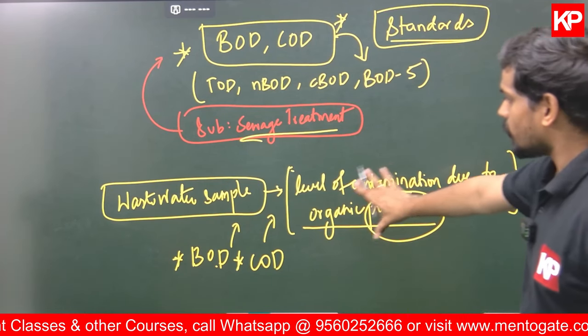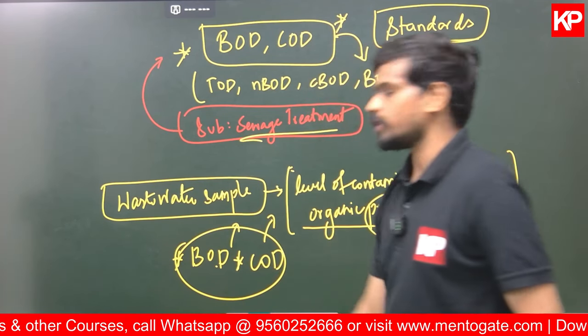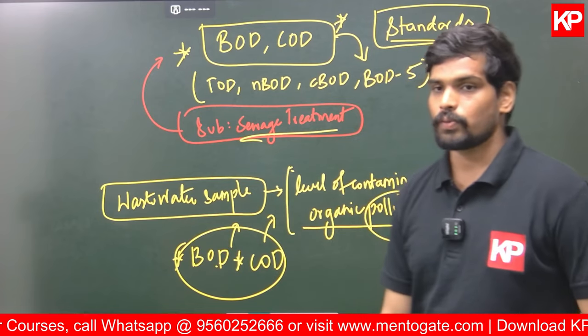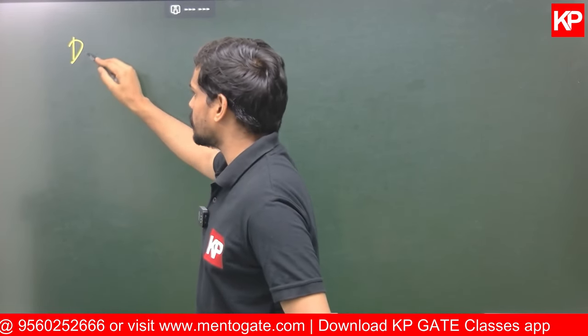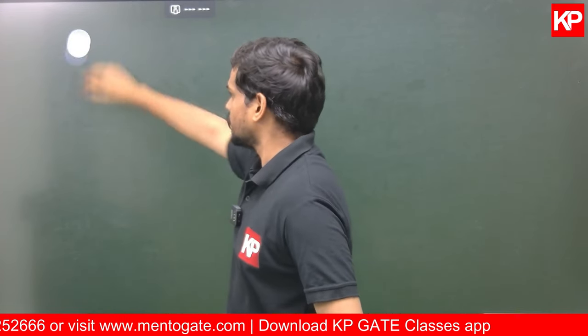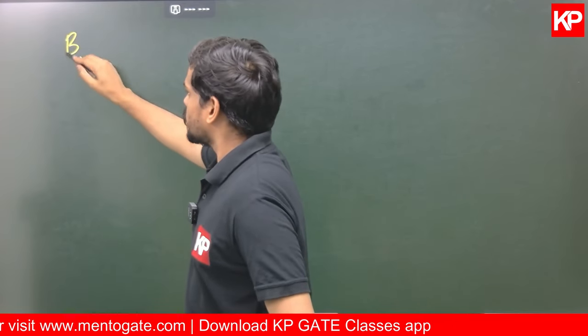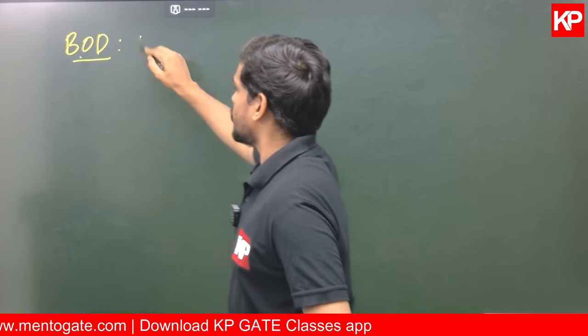So that's about the introductory point, the use of BOD and COD. It is used to measure the level of pollution in wastewater sample. Now let us try to understand the definition. What exactly is BOD or biological oxygen demand? Biological or biochemical oxygen demand. Let me write it down.